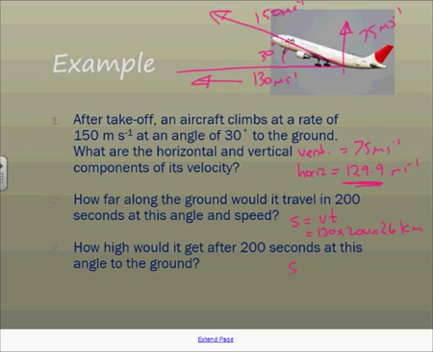In the vertical direction, same formula. So in the vertical direction we're going at 75 multiplied by 200, which gives us 15 kilometers up. Probably not true, seeing they all fly at about 10 kilometers.